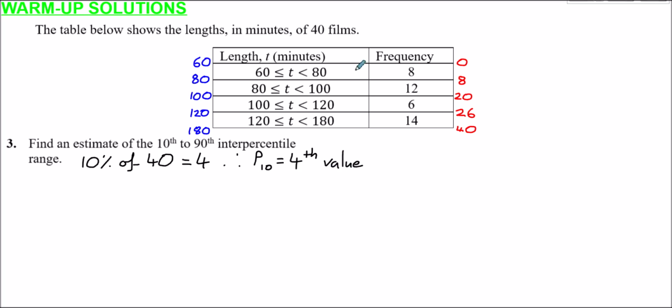So it's going to be in this first interval. This first interval has 8 values in total, and so the 10th percentile is going to be the 4th out of 8 in this first interval. So it's going to be the 4th out of 8 in the first interval, which is from 60 to 80.